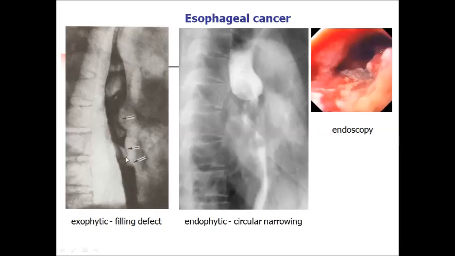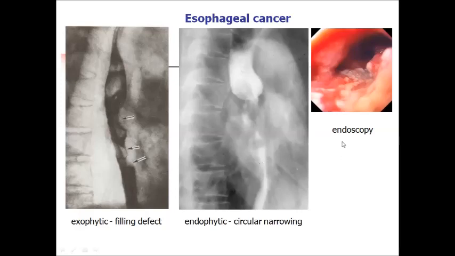erosion. There is no barium. Here is the place of tumor which is coated by barium sulfate. And in the case of endophytic lesion, barium can pass through the narrowing, and there is absence of barium substance in the affected part of esophagus.